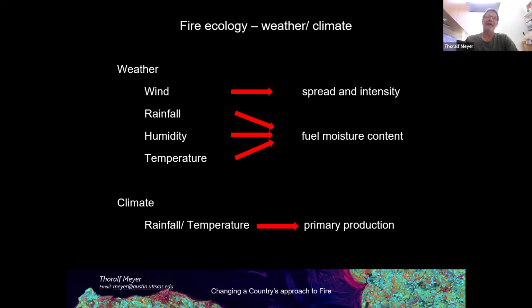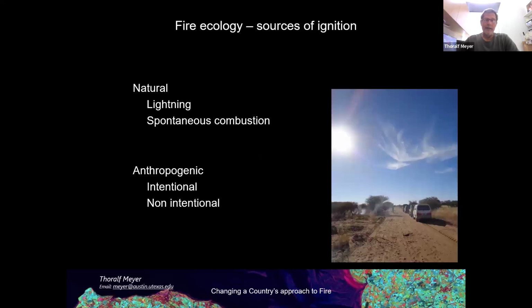So the amount of energy that is grown by plants that then ignites, where this energy is essentially released. So from an energetic point of view, climate is a very, very important component here. And then let's go on and talk a little bit about the sources of ignition.